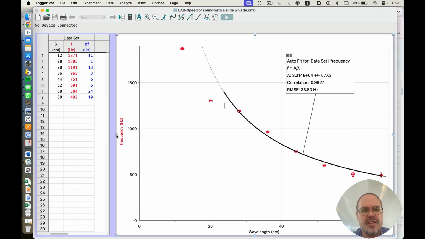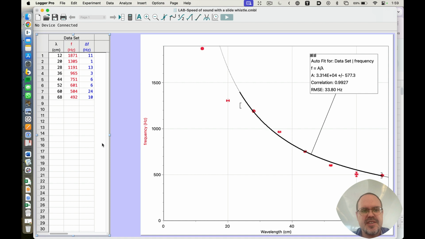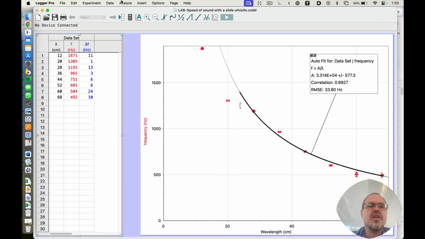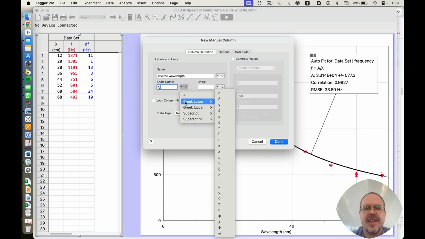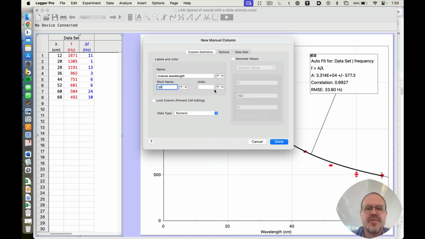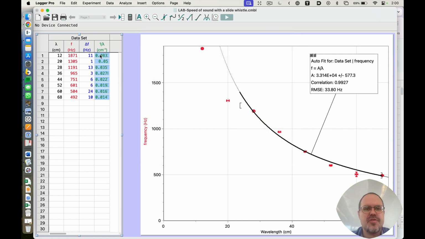I'm going to again make this a little narrower, this a little wider. We're going to go Data, New Manual Column, inverse wavelength, shortening 1 over lambda. The units will be centimeters to the minus 1. And we're going to paste in our numbers.